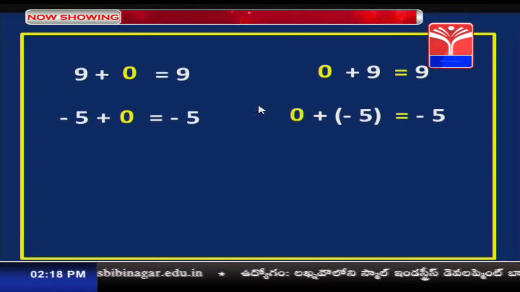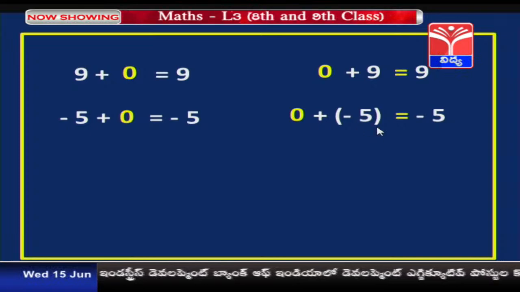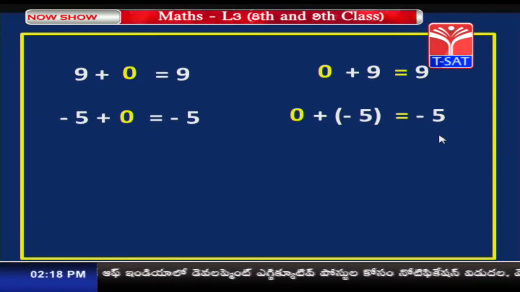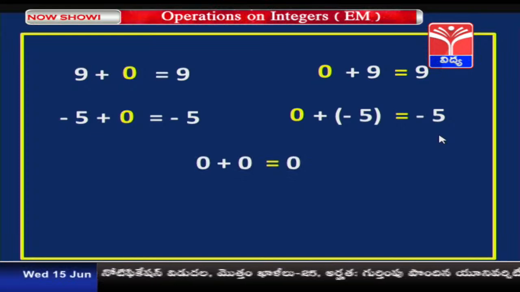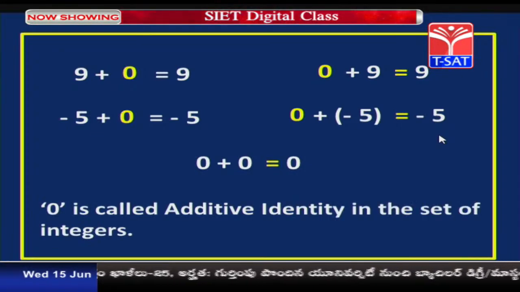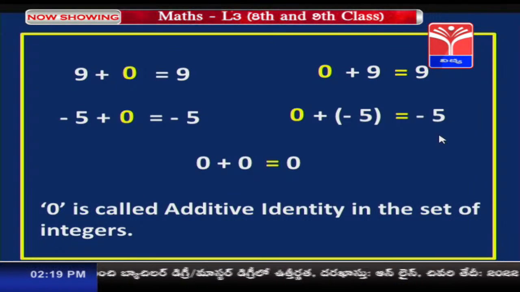You are right once again, children. It is again a 0. That means, 0 plus minus 5 is equal to minus 5. Not only that, children, when I add 0 to 0, you will get back 0 only. So, here 0 is called additive identity in the set of integers.